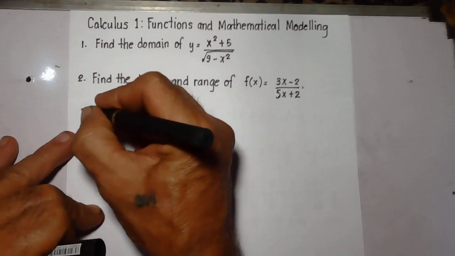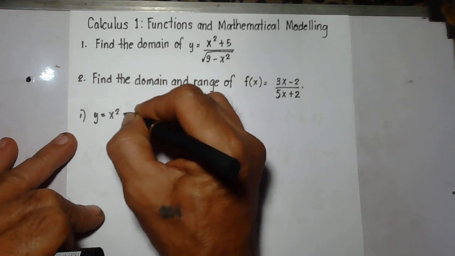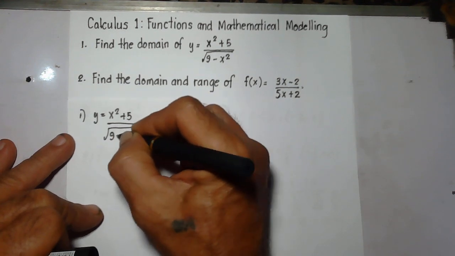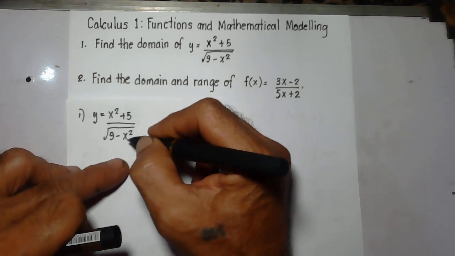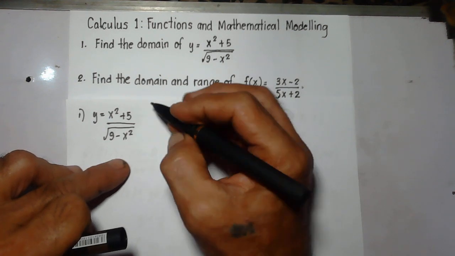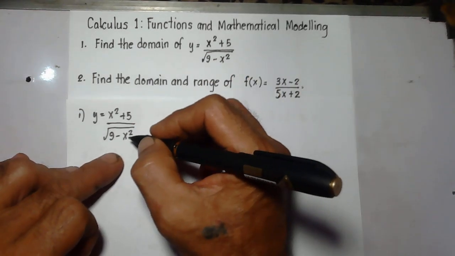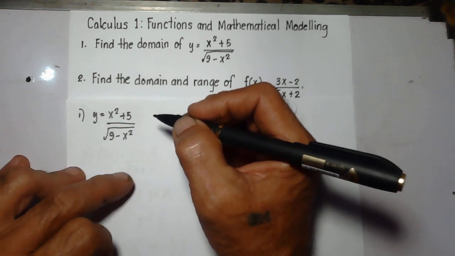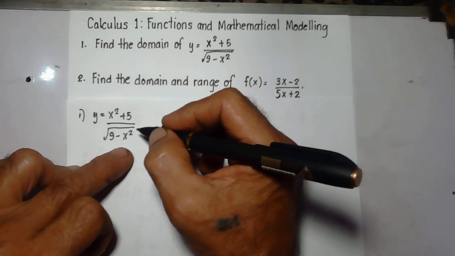Now, to answer question number 1, we have y is equal to x squared plus 5 over square root of 9 minus x squared. Here we can see that we cannot assign a positive 3 to be the value for x because this rational function will become an undefined function. The denominator will definitely become 0. In the same manner, we also cannot assign a negative 3 for x because the denominator will also become 0.